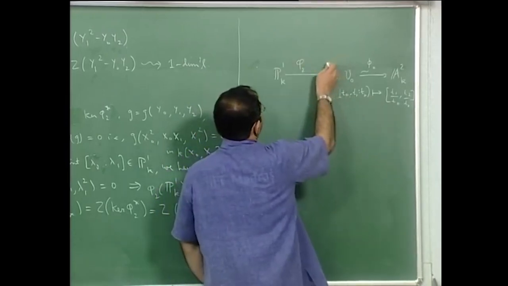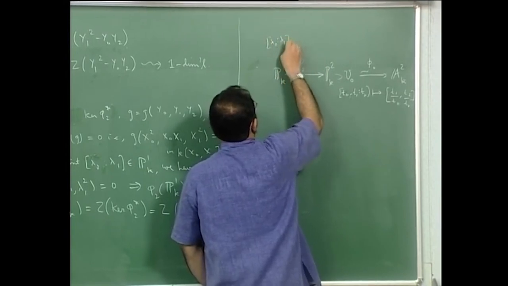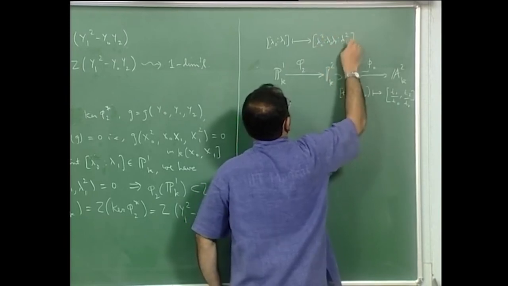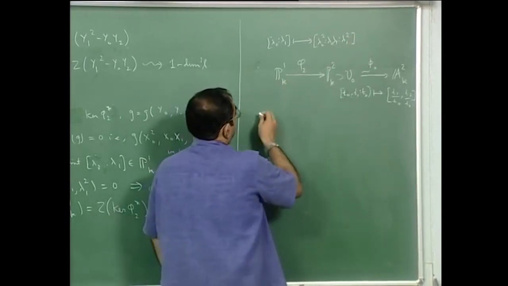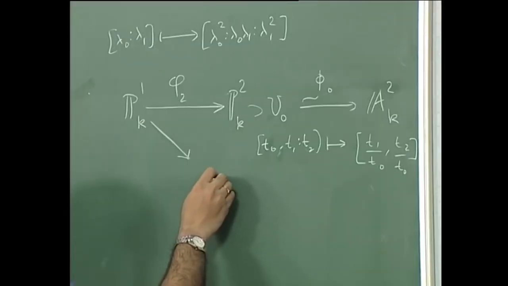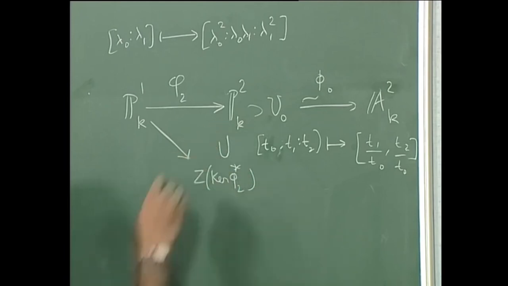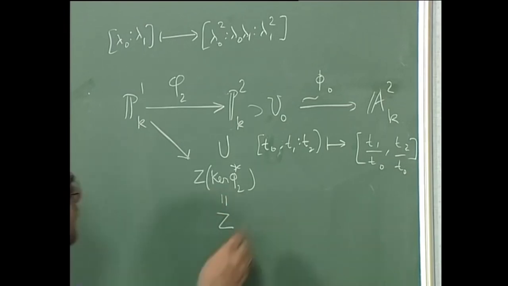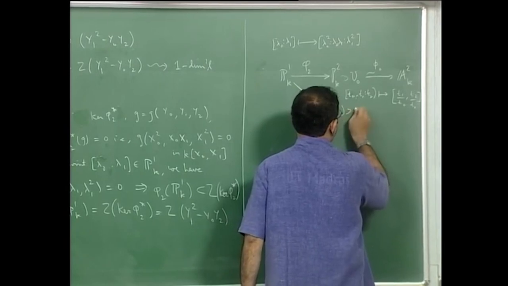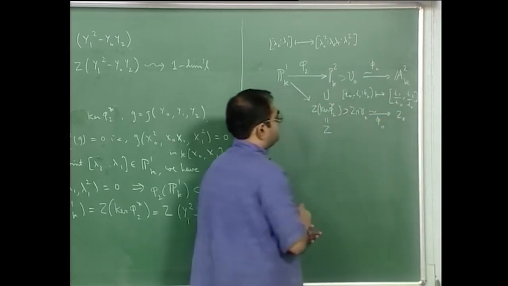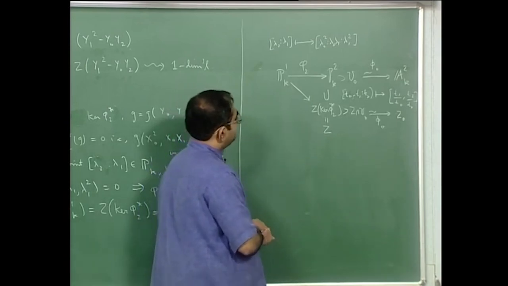And what is this map? This map is [lambda 0 : lambda 1] going onto [lambda 0 squared : lambda 0 lambda 1 : lambda 1 squared], that is what v2 is. And mind you, this map actually factors through the zero set of the kernel of v2 star inside this, which let me just call Z so that it is easy to write down. If I intersect with u0, I get Z intersection u0, and that under this isomorphism phi0 will go into Z0.